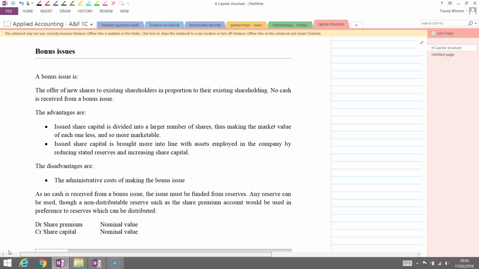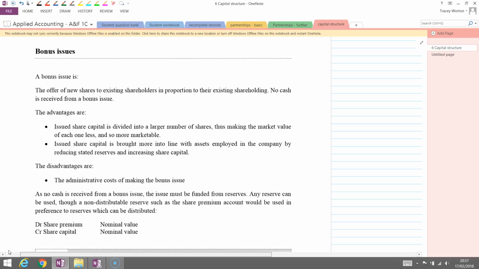Disadvantages: there are still administrative costs that are necessary to be met in order to issue the shares under a bonus issue. As no cash is received from the bonus issue, the issue must be funded from the reserves of the company. Any reserve can be used, though a non-distributable reserve, such as a share premium account, would normally be used in preference to those that can be distributed, and we'll look at the difference between distributable and non-distributable reserves in due course.